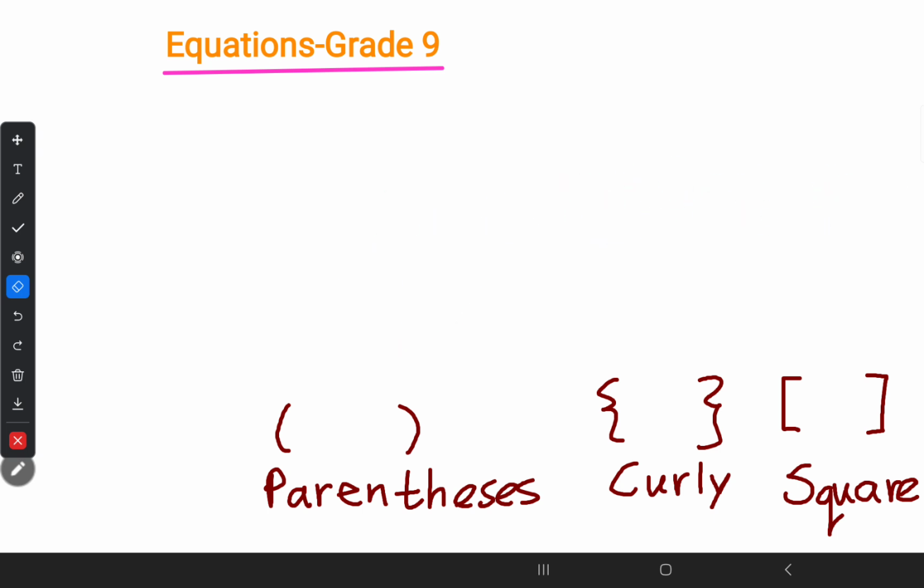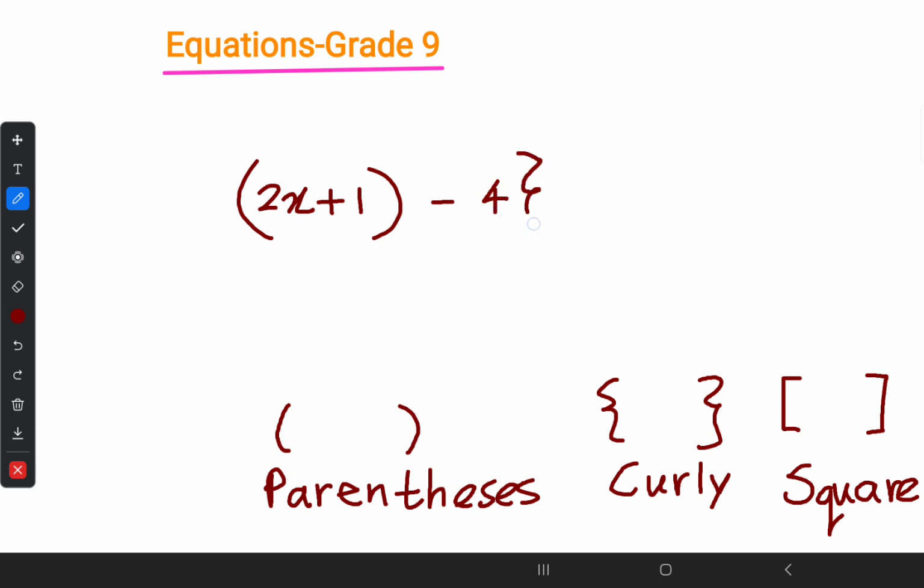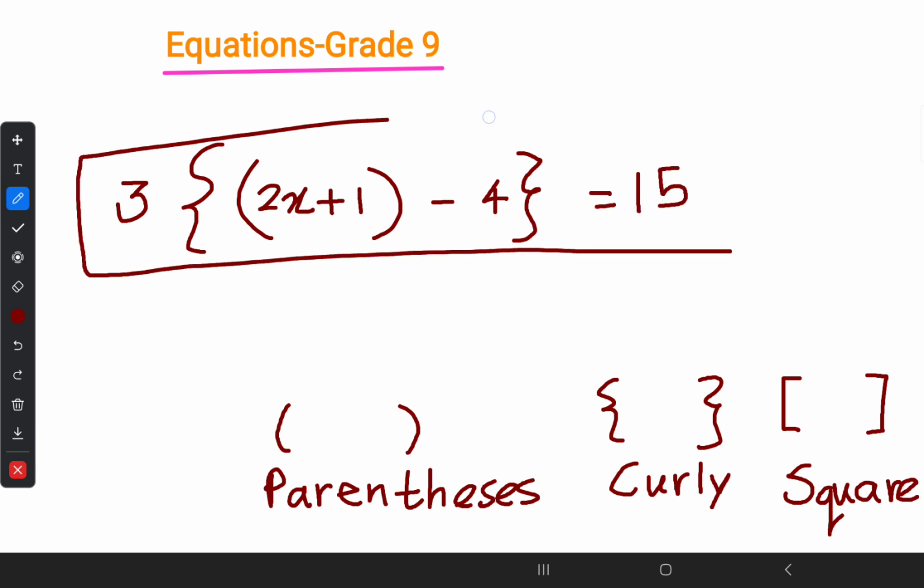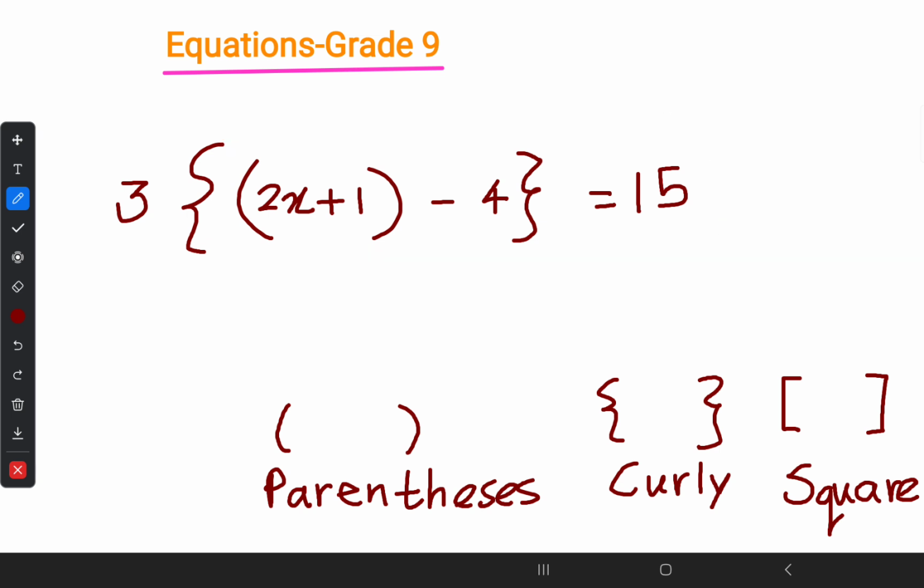For example, here we have 2x plus 1 minus 4. This equals, okay, this total times 3 equals 15. Total times 3 equals 15. These are the complex equations we are going to deal with in grade 9. In grades 7 and 8, you have completed how to do addition, subtraction, multiplication and division questions. So we are not going to discuss those questions now. We are only focusing on the complex ones, with more than 3 operations.